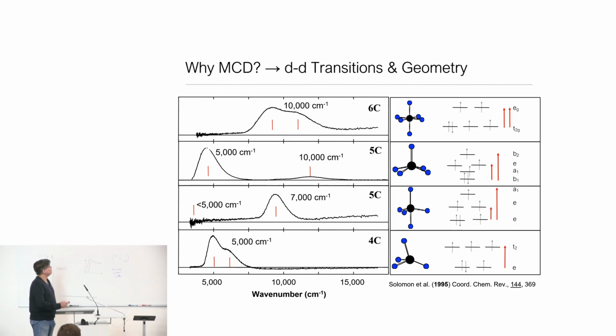Now if you go through different coordination geometries, from octahedral to square pyramidal to trigonal bipyramidal to distorted tetrahedral, ligand field theory tells you that the d-d transitions, the ligand field transitions, change in a very characteristic way that reflects the coordination geometry. With MCD spectroscopy, you can nicely see that. For an octahedral complex, what you typically see are two transitions at around 10,000 wave numbers, split by about 2,000 wave numbers.